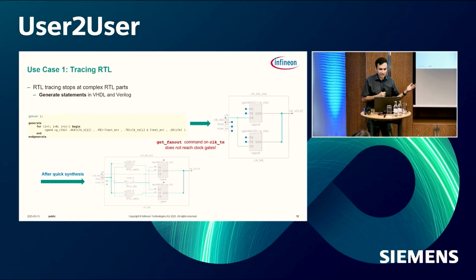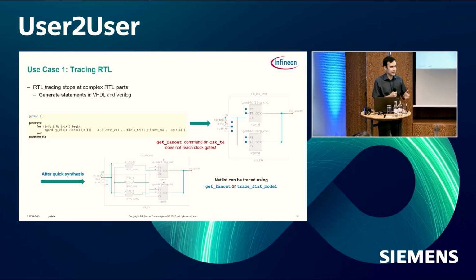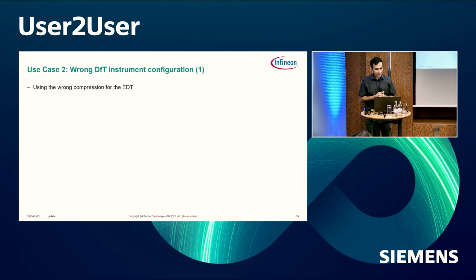So after having the netlist, or after synthesizing the RTL, you can easily use commands like get fanin and get fanout to go through this generate statement, or even use more advanced tool commands like trace for flat model. I have another example. It's about rank DFT instrument configuration.